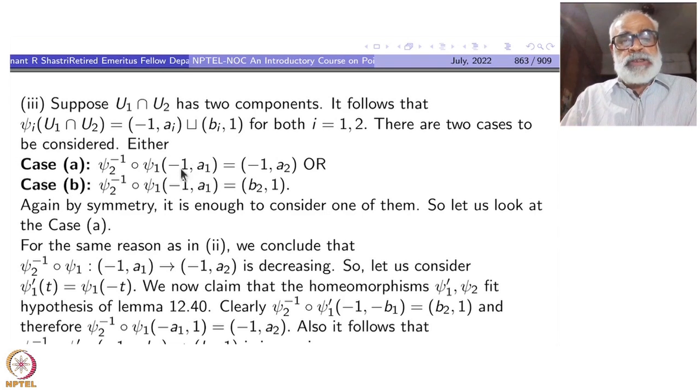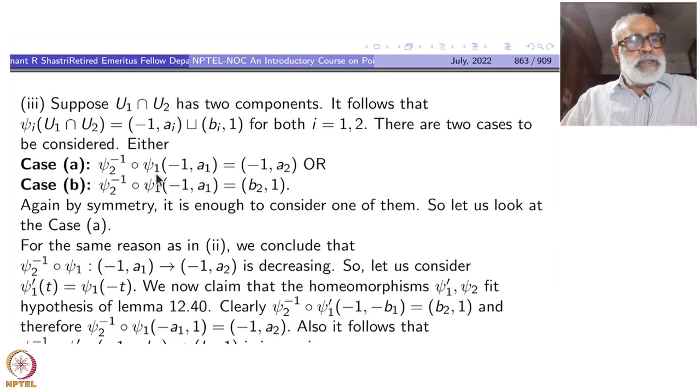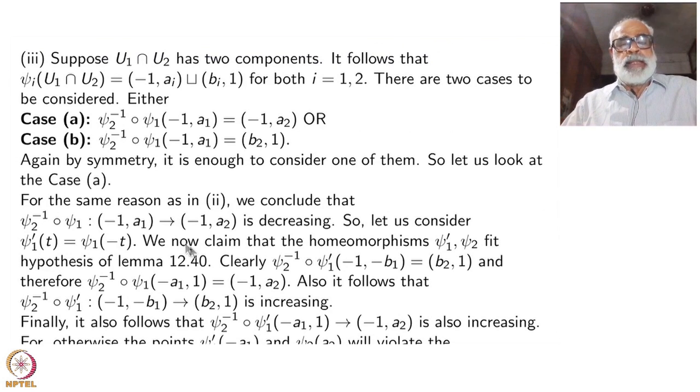So I have to consider only these two cases here. The first component here goes to the first component there, or the first component goes to the second component there. So these are two cases. Again, by symmetry, I have to just see what happens in one of the cases. So case A, let us take. So let us look at case A. For the same reason as in case 2, we conclude that this minus 1 a1 to minus 1 a2 has to be decreasing.